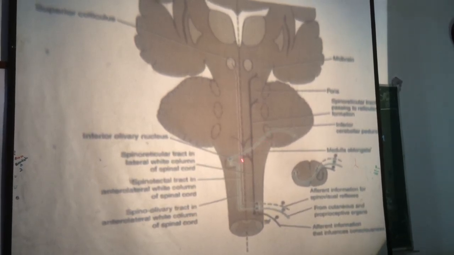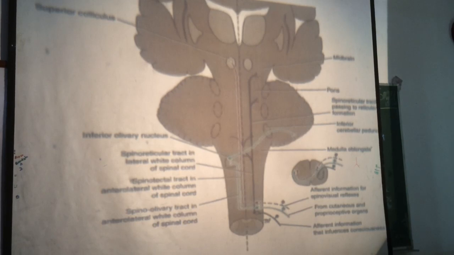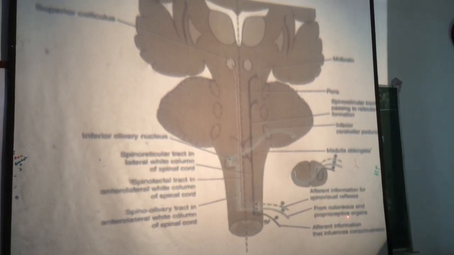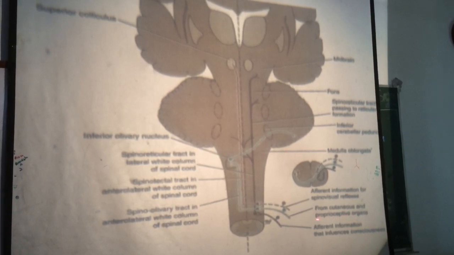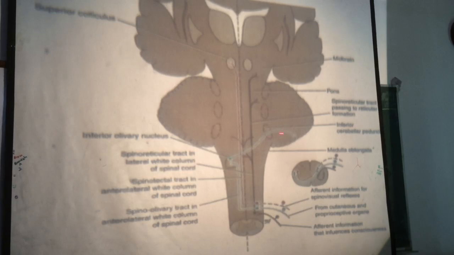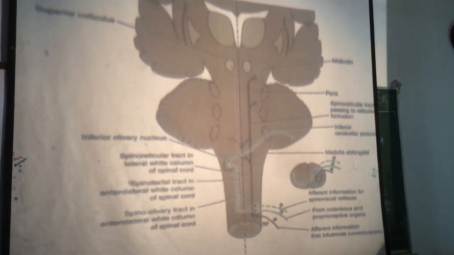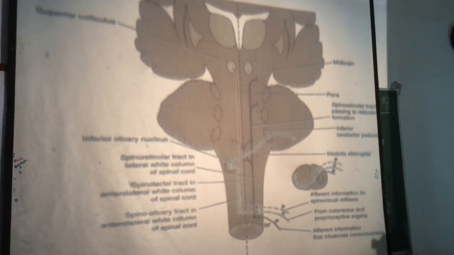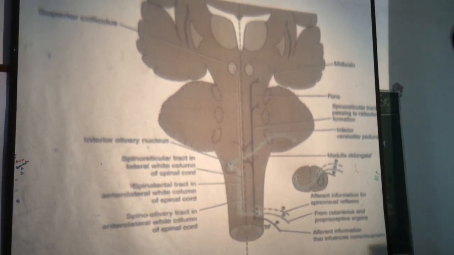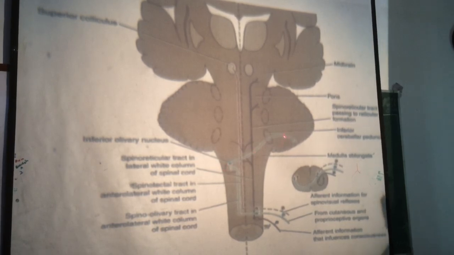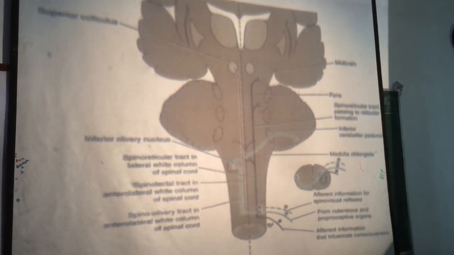Of course, this tract conveys impulses from cutaneous and proprioceptive receptors to the inferior olivary nucleus and then to the cerebellum. This is about the spino-olivary tract. It goes to the inferior olivary nucleus and then goes to the cerebellum after crossing over.